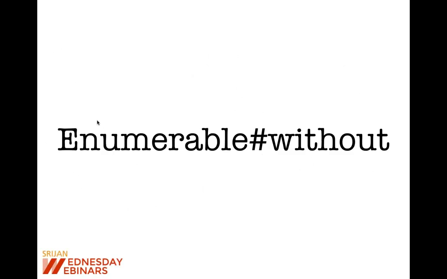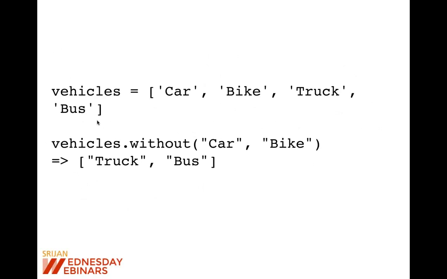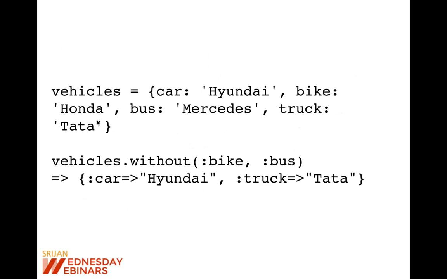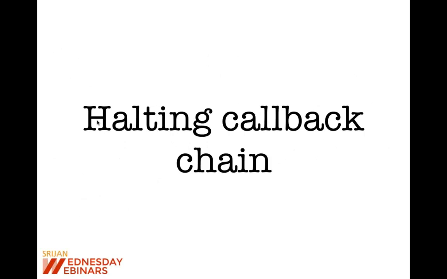Then there is also Enumerable#without. So if you have an array, car, bike, truck, bus, and you don't want car and bike, you can just call vehicles.without with those arguments, and it will give you whatever the remaining values are. Again, you can similarly call it on a hash. Because it is enumerable, it will give you the resultant hash by removing those keys that are passed as arguments.